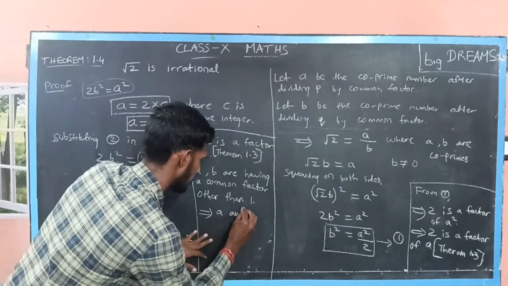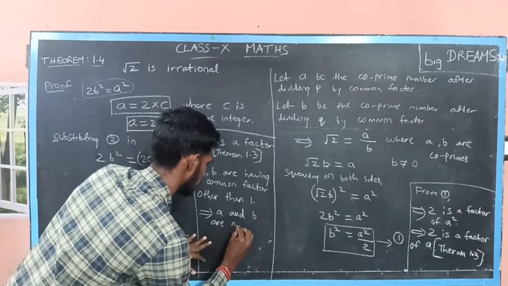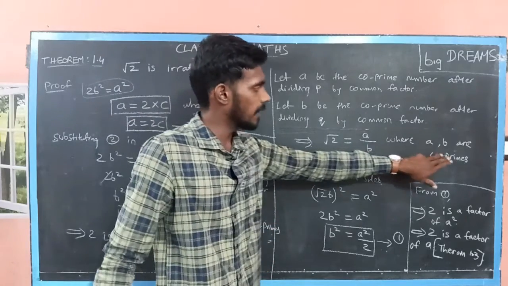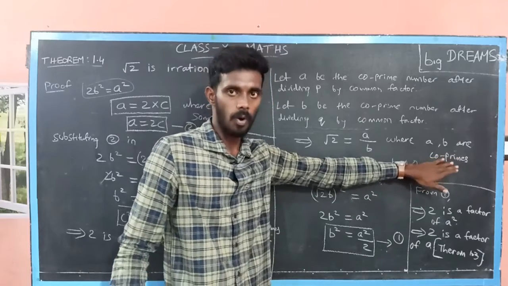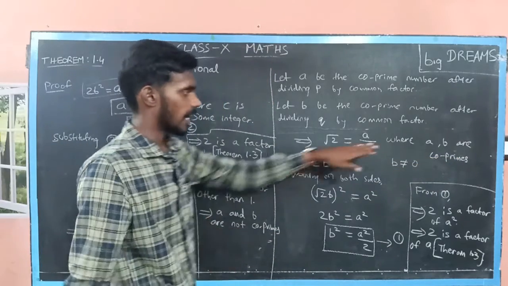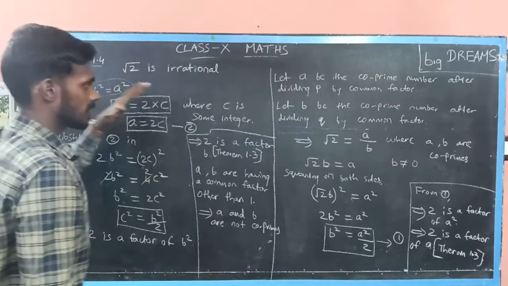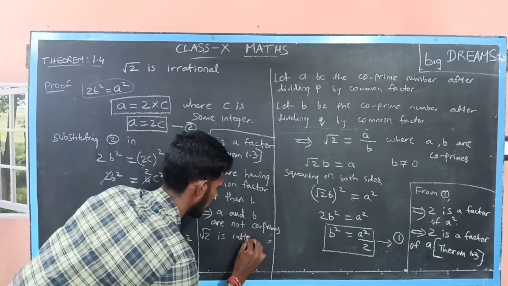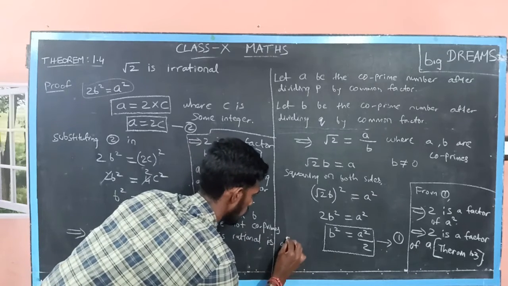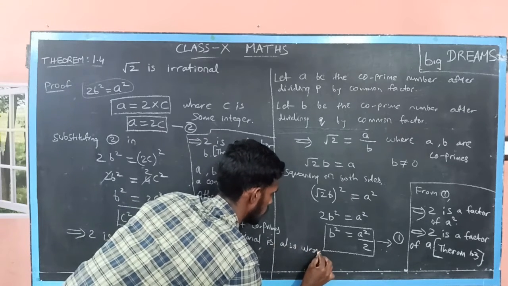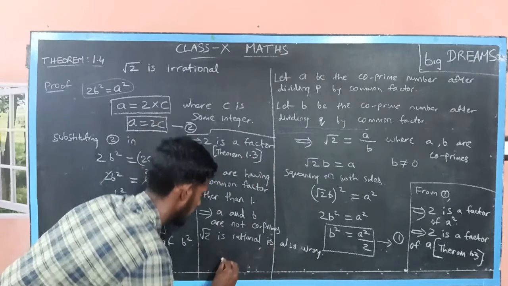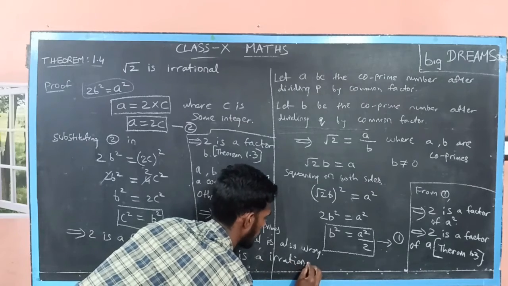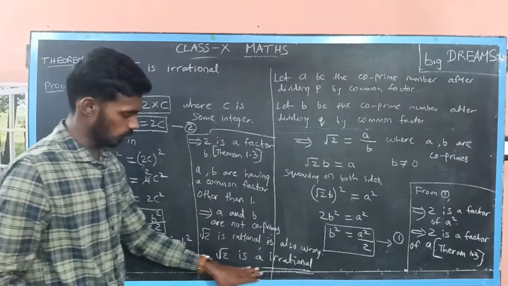A and B are not co-primes, but I have assumed that A and B are co-primes, so our assumption is wrong. So this statement states that our assumption that root 2 is a rational number is also wrong. So when root 2 is not a rational number, definitely it is going to be an irrational number. So thus we have proved root 2 is irrational.